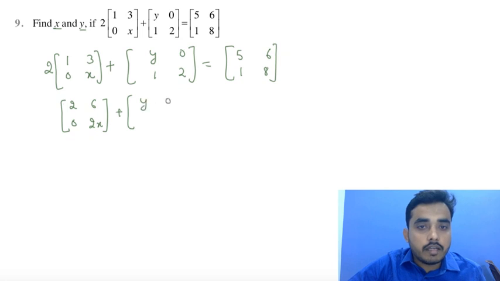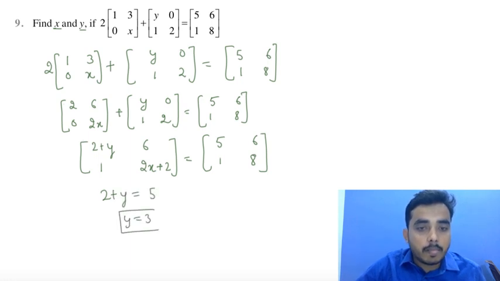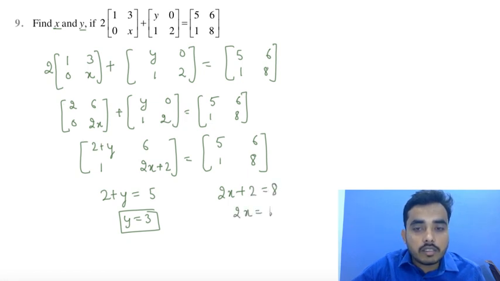This is y 0 1 2, 5 6 1 8. Okay. So ye ban gaya 2 plus y. This is 6 1 and 2x plus this is equals 5, 6, 1, 8. Okay. So 2 plus y is now equals to 5. Y kitna gaya? 3. And 6 equals to 6, 1 equal 1. And 2x plus 2 equals to 8. So 2x equals 6 ke barabar ho gaya and x equals to 3.